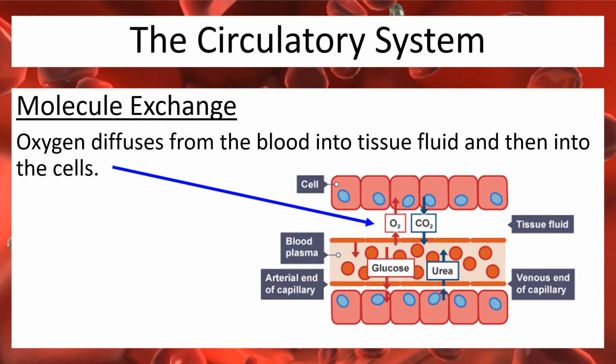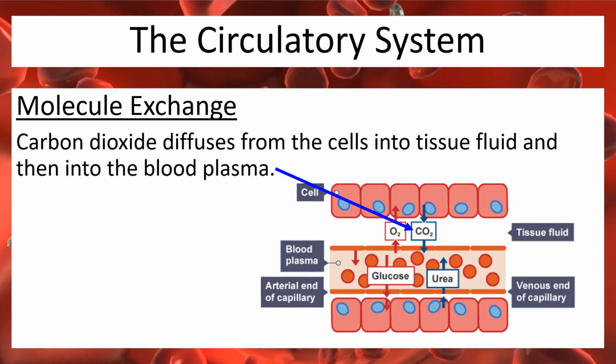So as we mentioned last lesson then, oxygen needs to go from the blood into all the cells of the body for respiration. So here it diffuses from the blood in the capillary across that capillary wall, initially into tissue fluid, and from that fluid into the cells, so from a high to a low concentration of oxygen.